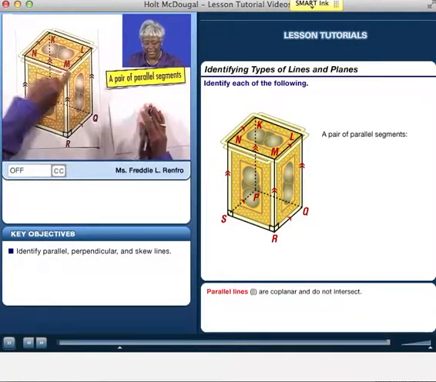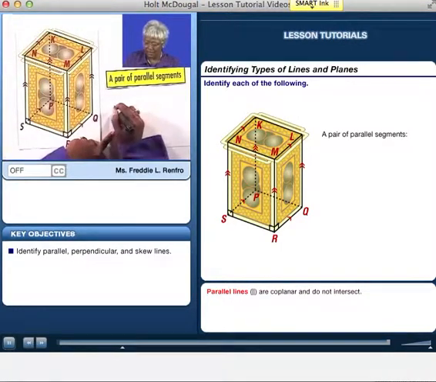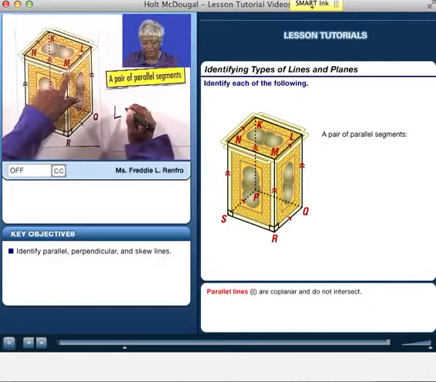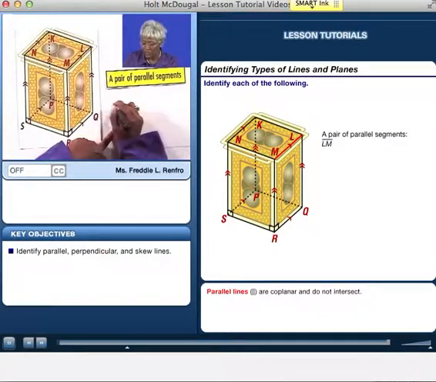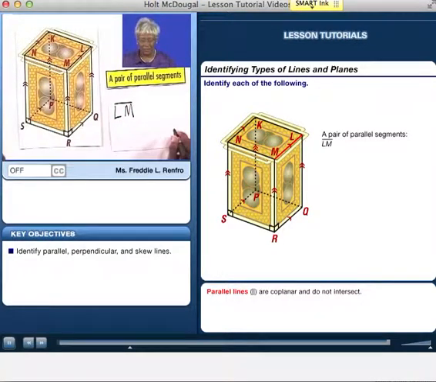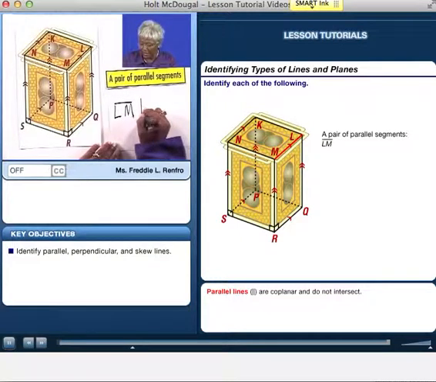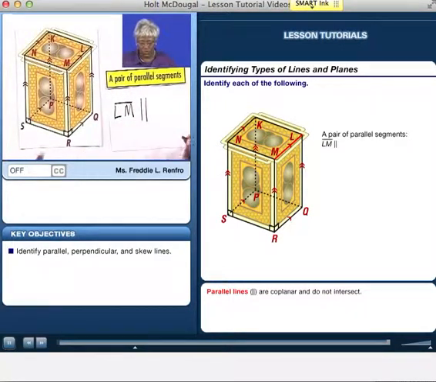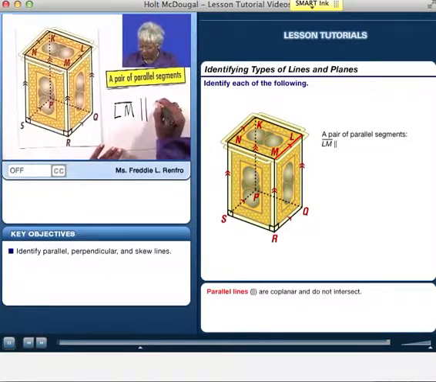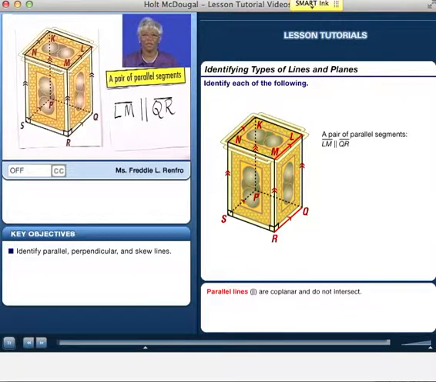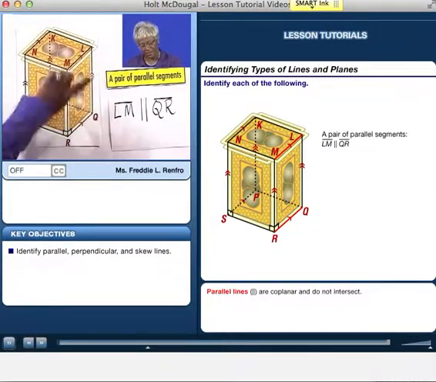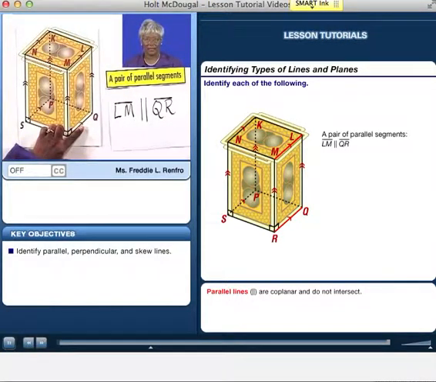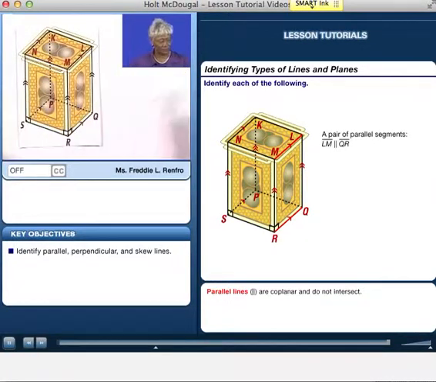I see line segment LM, and notice I'm going to put the segment symbol above it, is parallel to line segment QR. Okay. A pair of parallel segments. They don't intersect, and they're coplanar. Let's try another one.